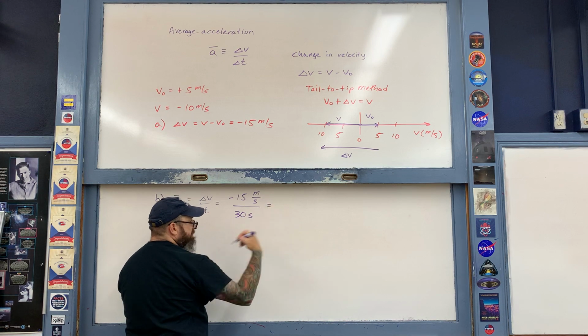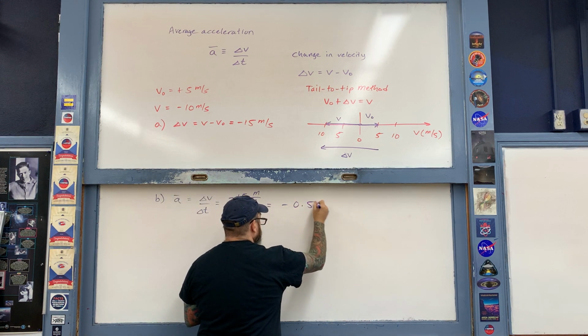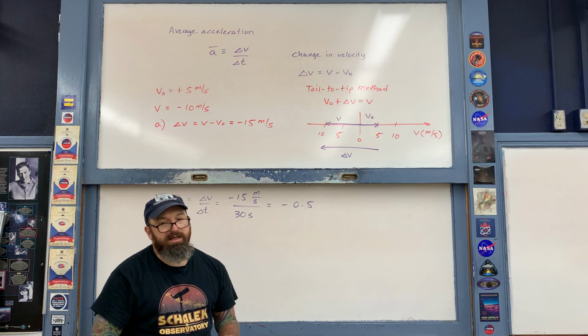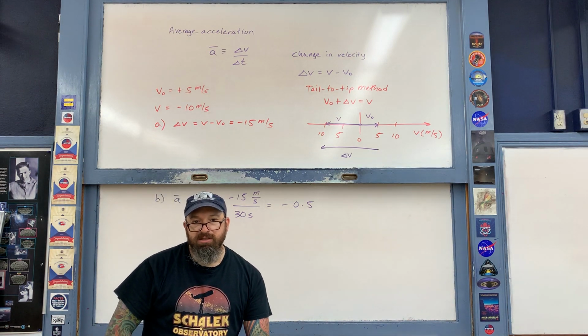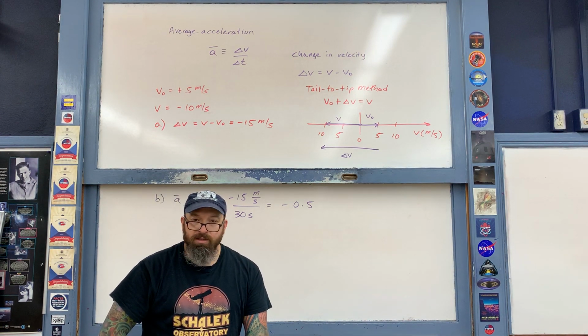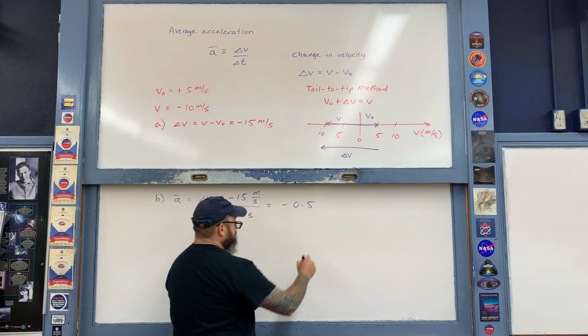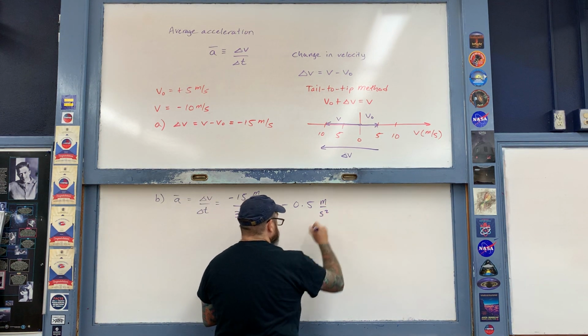Now 15 divided by 30 is just a half, so this is negative 0.5, and then we once again take a look at the units. Do the seconds here cancel? No, they multiply together. We write this as meters per second squared.